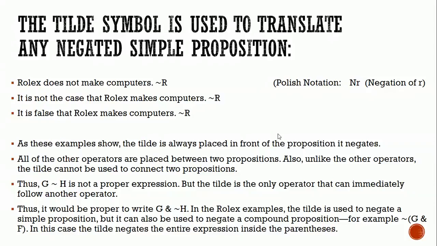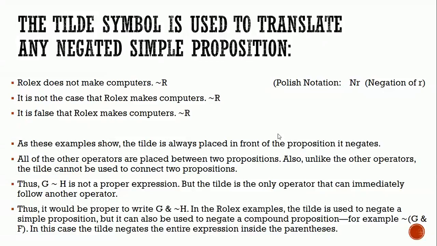Also, unlike the other operators, the tilde can't be used to connect two propositions. You can't stick it in the middle, you can stick it on the outside. So G tilde H is not a proper expression. The tilde is the only operator that can immediately follow another operator, though. So G and not H, I apologize for using the ampersand instead of a dot. Thus, it would be proper to write G and not H.